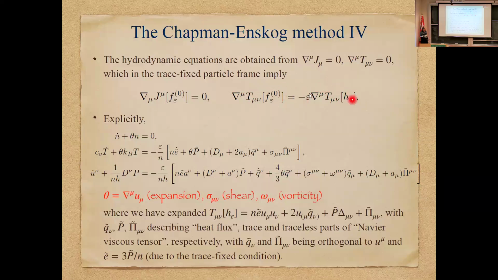Okay, and if you write these equations down explicitly, so you decompose everything in terms parallel to U and orthogonal to U, then you get these equations here. The left-hand side is just what you have for the perfect fluid Euler equations. But then on the right-hand side, you will have epsilon terms, which come from these correction terms here.